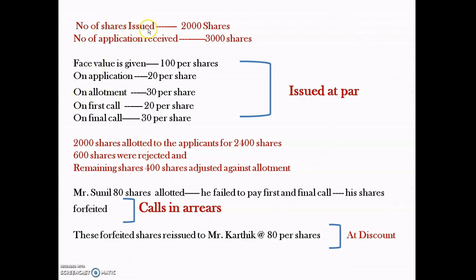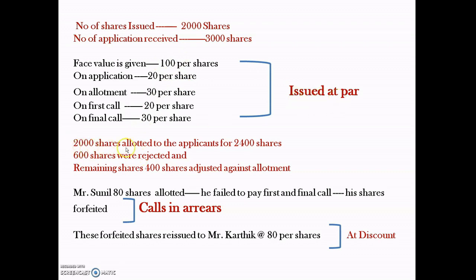See the next one here. Number of shares issued is 2000 shares, and applications received are 3000 shares. This is the case of oversubscription. Next, the face value is given in this problem, that is 100 per share: on application 20 per share, on allotment 30 per share, on first call 20 per share, and on final call 30 per share. If you add all four, the total will be 100. So we can say shares are issued at par.